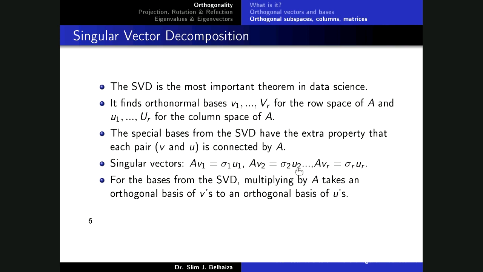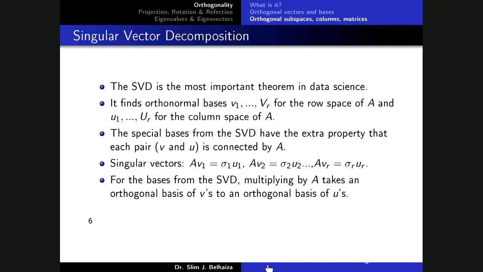So basically, you can say that A takes an orthogonal basis of V to an orthogonal basis of U. If you multiply A by any V, you obtain a multiple of a component of the U basis. So it is one way to move from a space to another space, or a subspace to another space. That's why we talk about singular value decomposition.